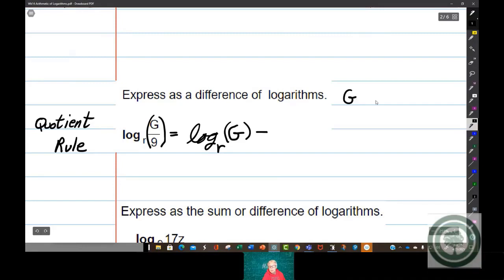If you take a science class, you'll see a big G and a little g used for different purposes. So you have to make it clear which you are using. You'll have a big M and a little M, and they're used for different purposes. So be careful to do that. Minus log base r of the denominator. Log base r of 9. And that's all you type. Remember, this is a subscript, okay? So you're going to be using the subscript button in my math lab. The argument is on the same level as the log.